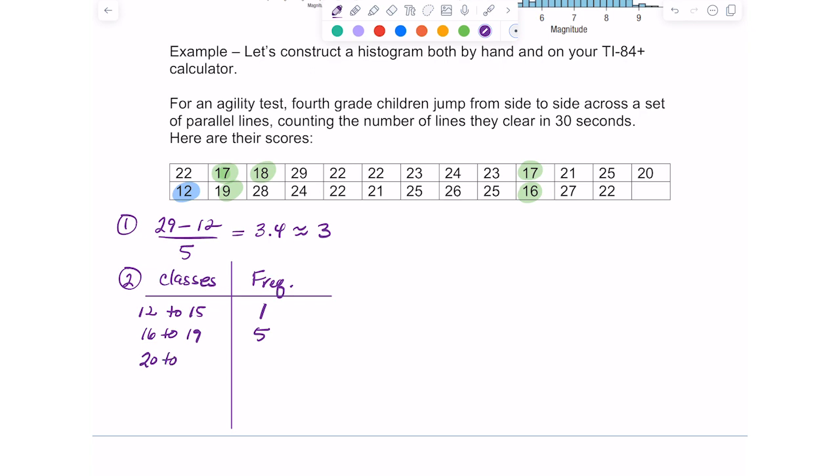So my next number would be 20, and then I'm going to add 3, and then 24, and add 3, and then 25, and add 3. Okay, and I can stop there because I don't have any numbers greater than 31, right? My highest number was 29. I need a bin to fit the 29 in though. So you're, again, just going to count, and you should end up with the following.